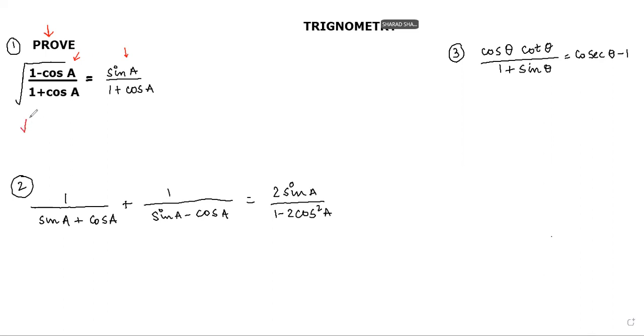Okay. So what is in the denominator? I'll write first, this is 1 minus cos A. And in the denominator, it is square root of 1 plus cos A. Now, if I have to remove the square root from the denominator, if you remember, if I multiply with the same number, my square root will go.